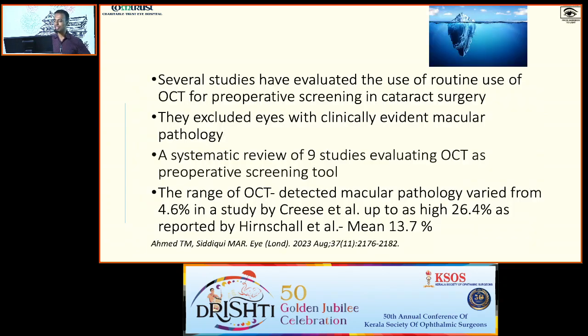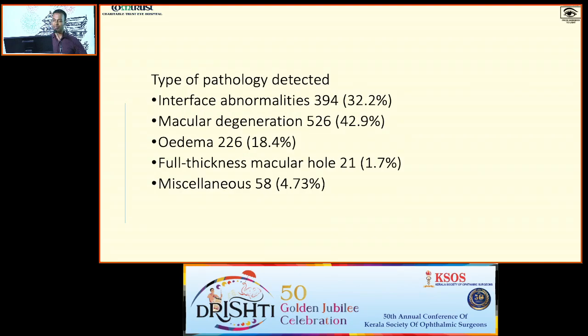Several studies have evaluated the routine use of OCT for preoperative screening in cataract surgery, which excluded clinically abnormal eyes. There is a systematic review of 9 studies evaluating OCT as a preoperative screening tool. The range of OCT detected macular pathology ranged from 4.6% to as high as 26.4%. The mean was 13.7%. The types of pathology detected were interface anomalies in 32% and macular degeneration in 42%.